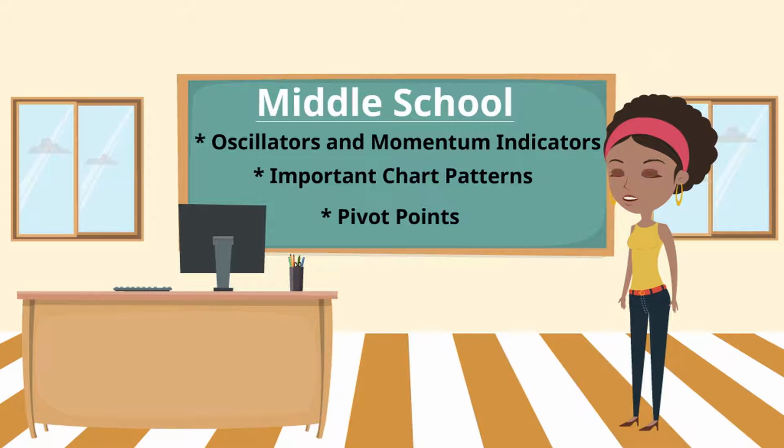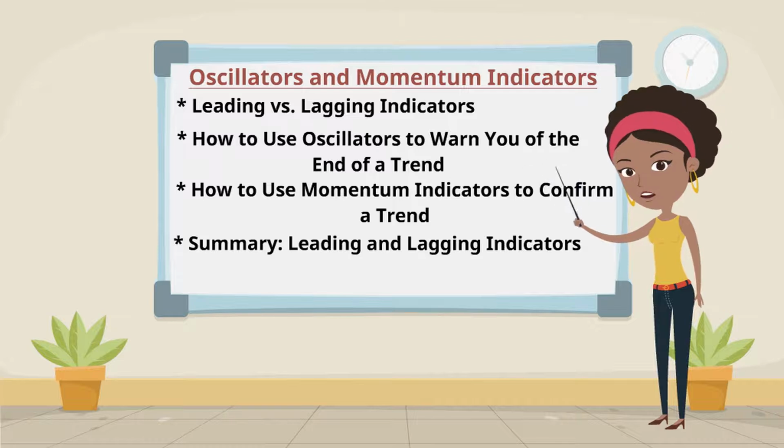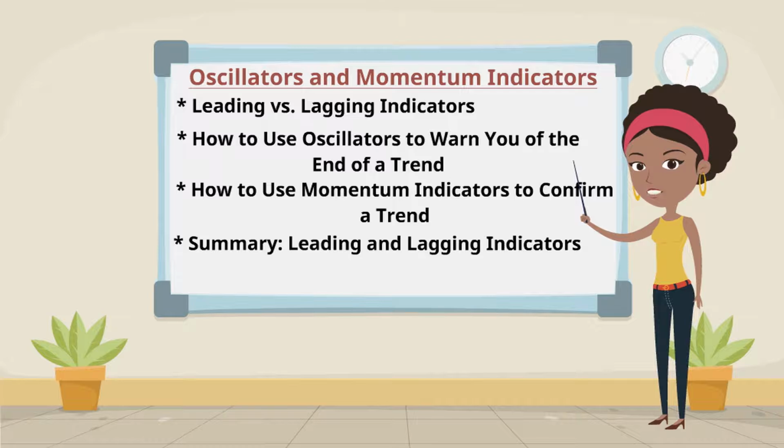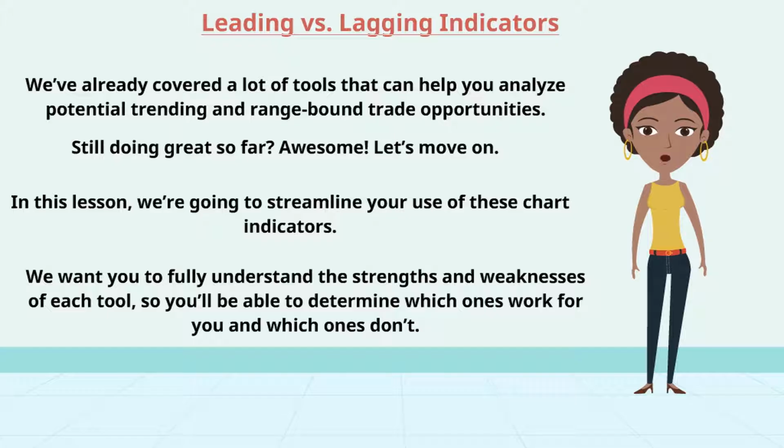So let's start first course of middle school, which is Oscillators and Momentum Indicators. In this course we'll cover below topics: leading versus lagging indicators, how to use oscillators to warn you of the end of a trend, how to use momentum indicators to confirm a trend, summary, leading and lagging indicators. So let's begin with first topic: leading versus lagging indicators.